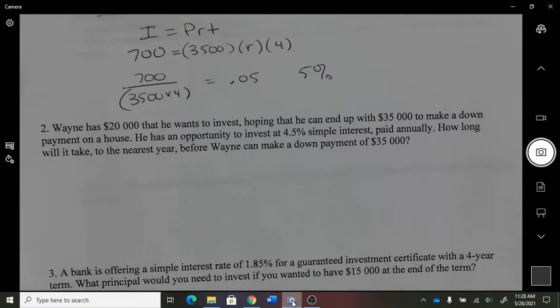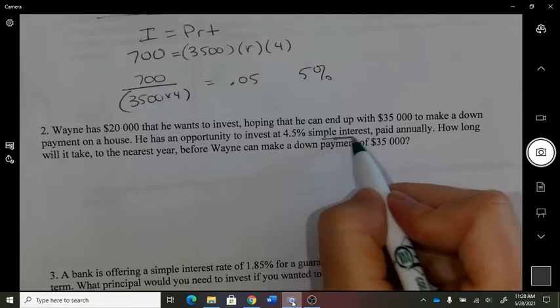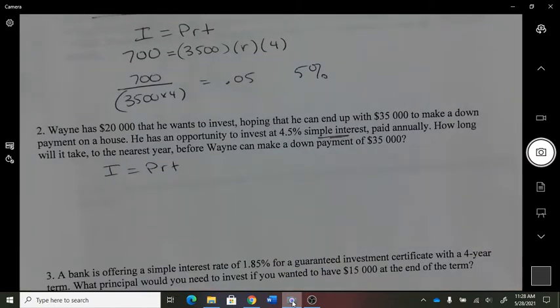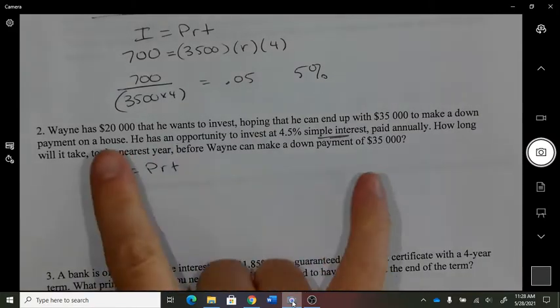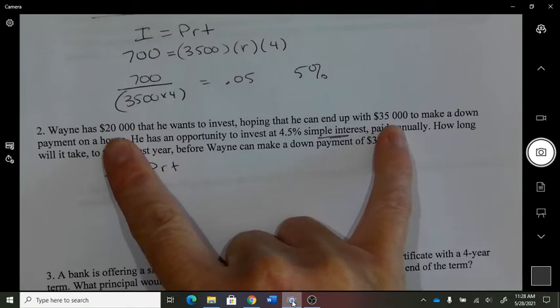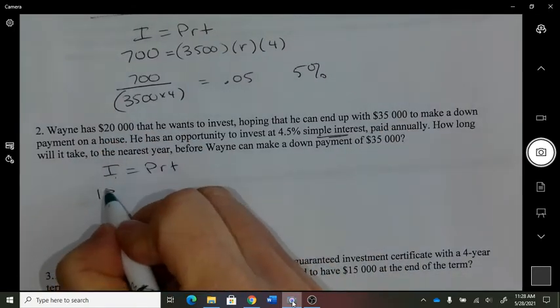Wayne has 20 grand. He wants to end up with 35. He has the opportunity to make 4.5% paid annually. So I see again simple interest, so the PRT formula. How long will it take? Again, my interest is the difference between my final and my start. So 15 grand of interest.